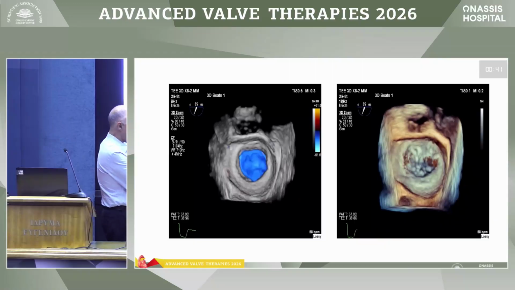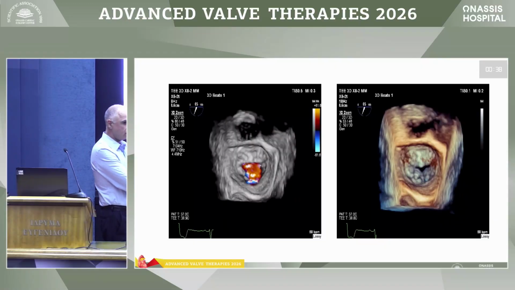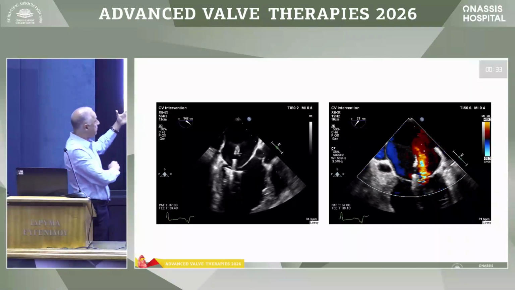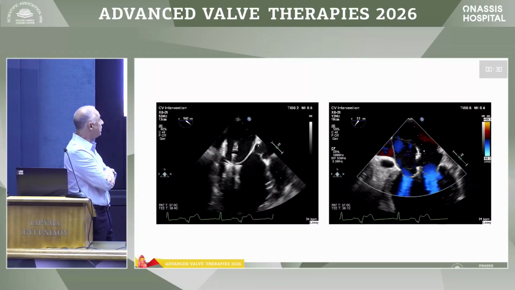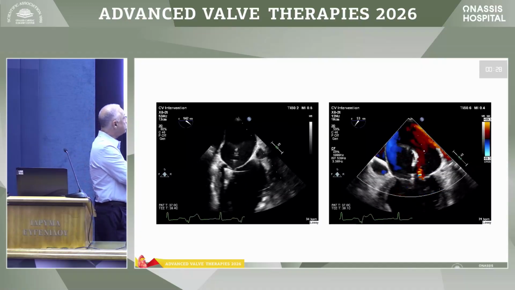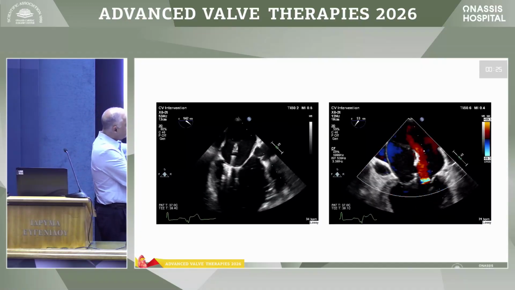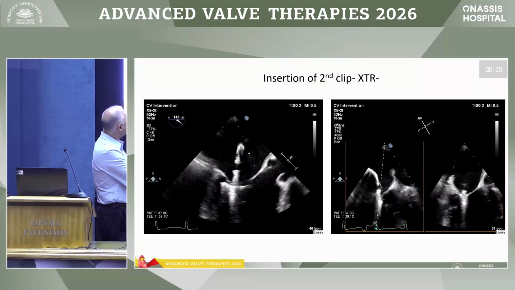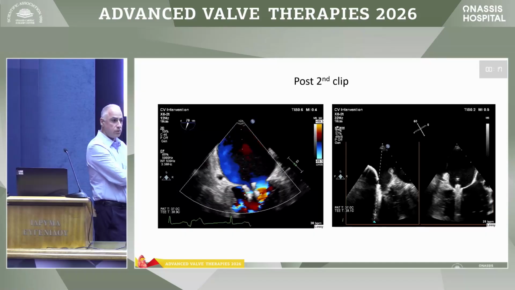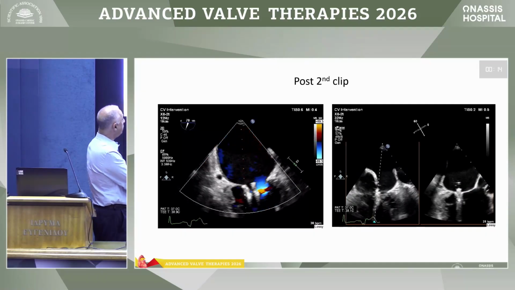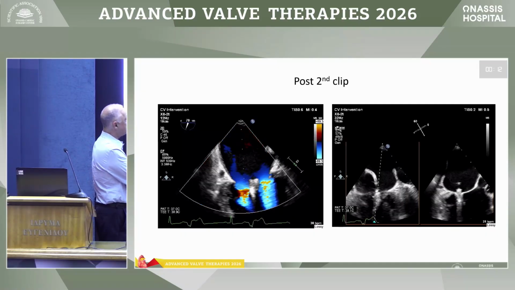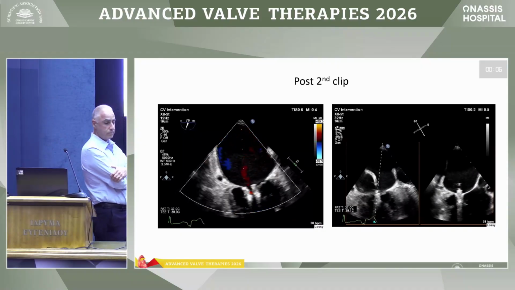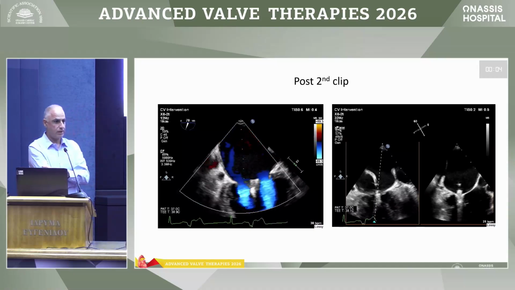We took an XTW in this because we said, okay, the long leaflets, we can grasp it. So we put the first device. You can see that the leaflets are laying very smoothly on the valve, and we got a good result. This is after deploying, and then we decided to add another one because we had a jet that was lateral to the first one, and then we put the second one with an excellent result. The day after, the patient went home in excellent condition, mild trace MR.